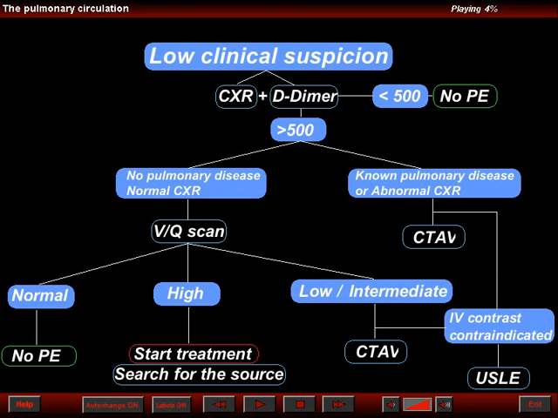If a patient is known to have pulmonary disease, that is the chest roentgenogram is abnormal, one should proceed with CT pulmonary arteriography, obviously supplemented with CT venography. However, in some patients the contrast material may be contraindicated, in which case we should then go to sonography of the veins of the lower extremities.